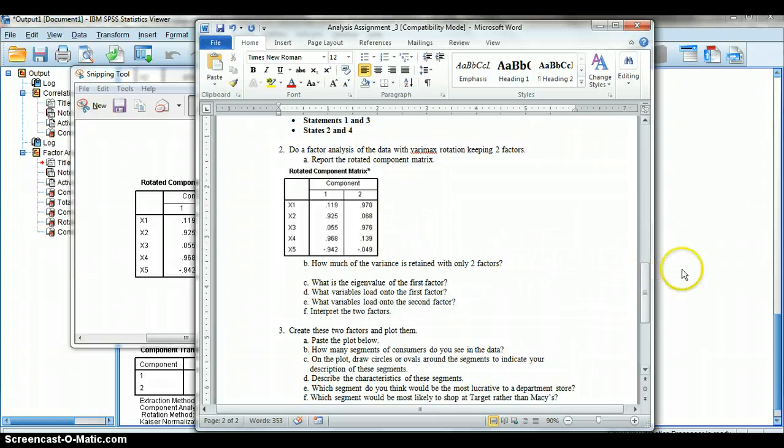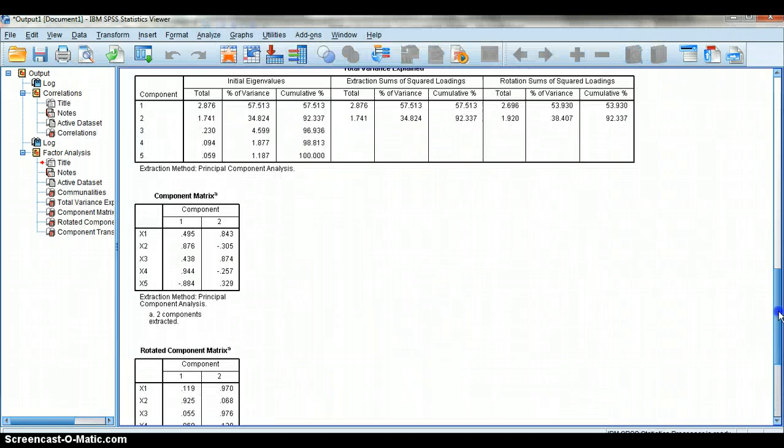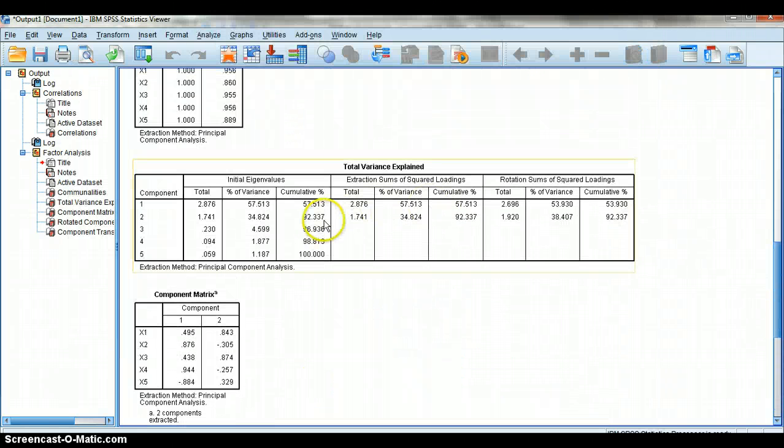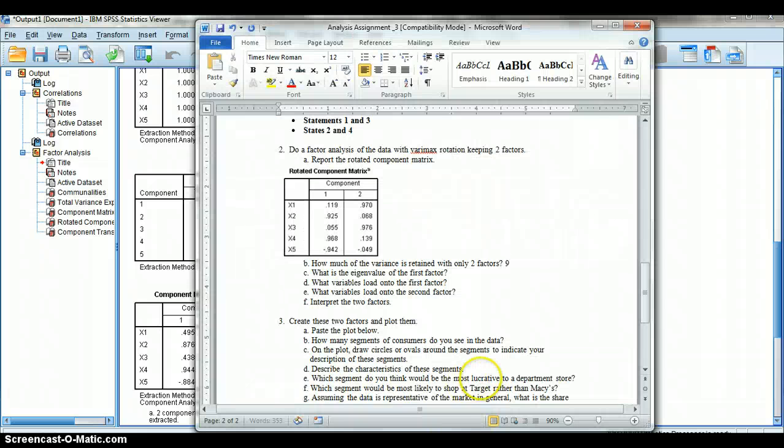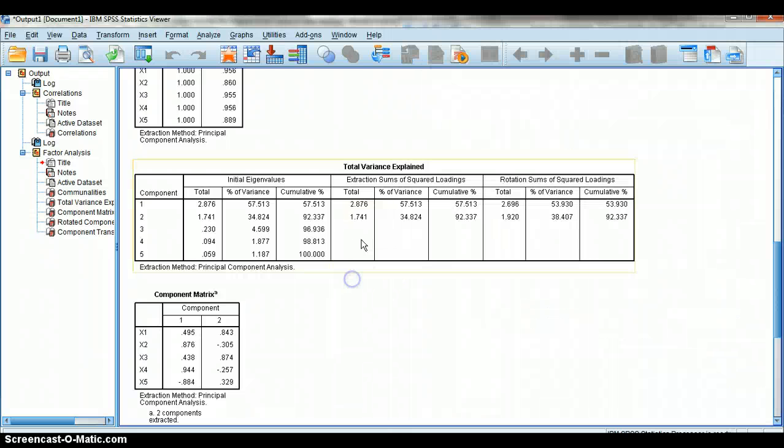All right, 2B, how much of the variance is retained with only 2 factors? It's right here. 2 factors, 92.337%. What is the eigenvalue of the first factor? So that is just this number right here. So 2.876.